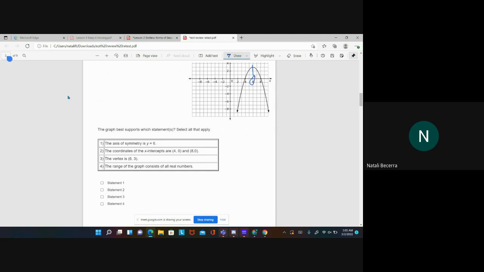Remember, axis of symmetry, this is really important. Axis of symmetry is x equals something. It's always going to be x equals something. And if you can't remember that, think about it like this. X is what? X is equal to what? Okay, so right here they try to trick you. They put the right number, but they put y instead of x, so it's not right.